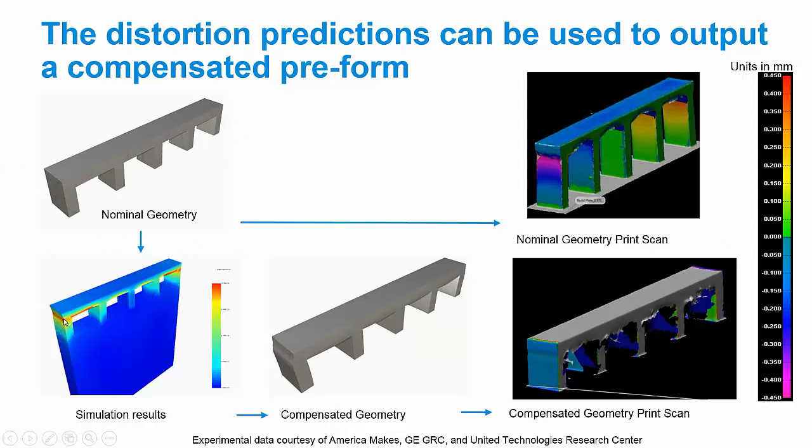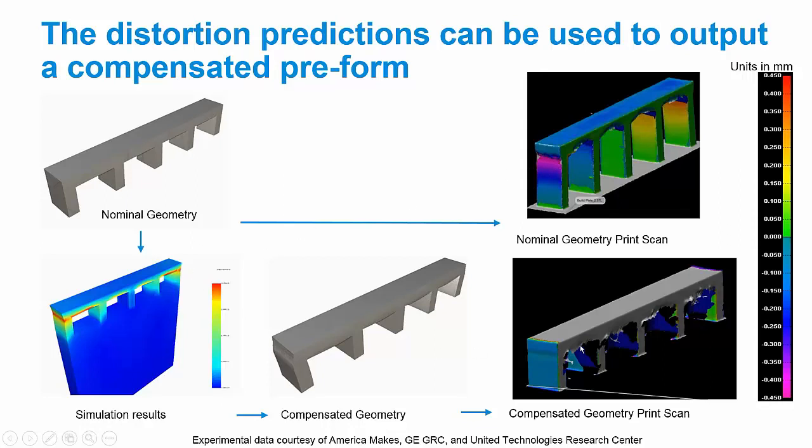We've actually built these parts. This is an example of the part built using just the nominal geometry, and you see you get some distortion in this region, but then when the part is built using the compensated preform, you can see that you get much less distortion along this interface. So distortion compensation is a very useful tool to combat this problem.